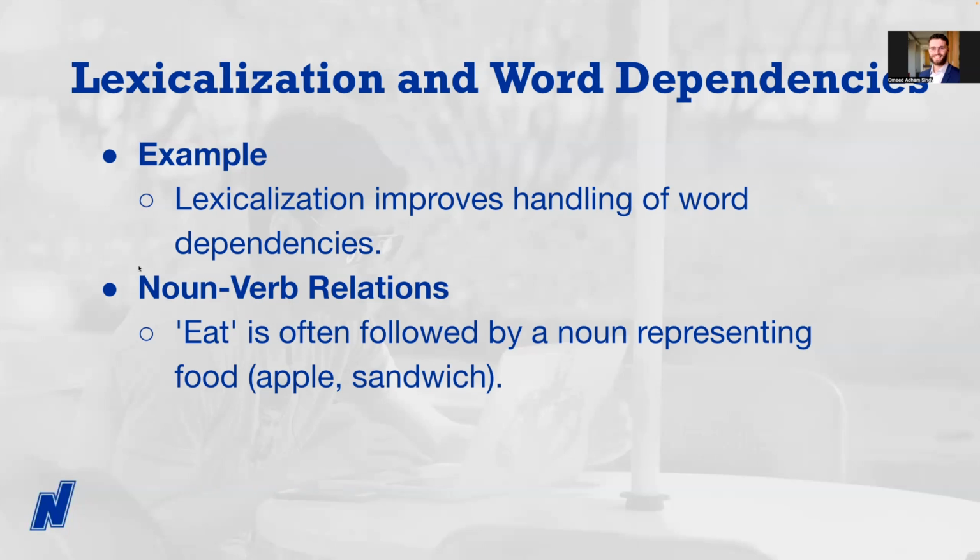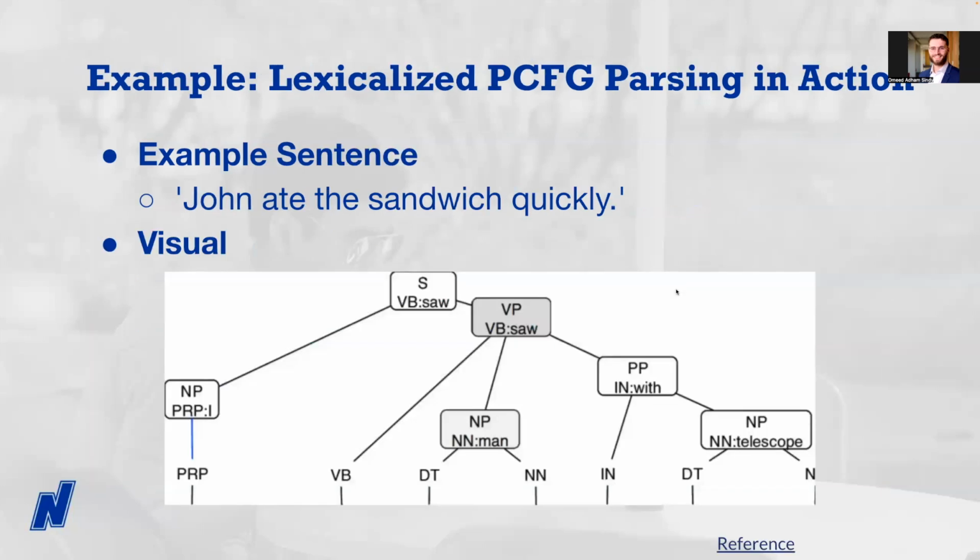Now let's look at a concrete example of how a lexicalized PCFG parses a sentence. In this example, we'll see how a lexicalized PCFG parses the sentence, "John ate the sandwich quickly." A traditional PCFG would break this sentence into general phrases like NP, John, VP, ate the sandwich quickly, and then further split the verb phrase. But with a lexicalized PCFG, the parser knows that ate is more likely to be followed by a specific noun like sandwich, a food item, rather than any generic noun phrase. The system also understands that quickly modifies the verb ate and not the noun sandwich.